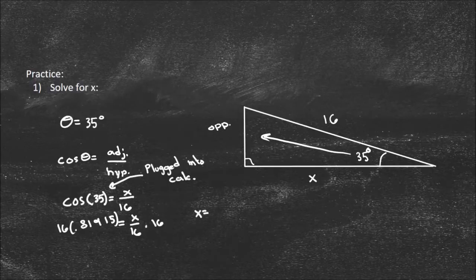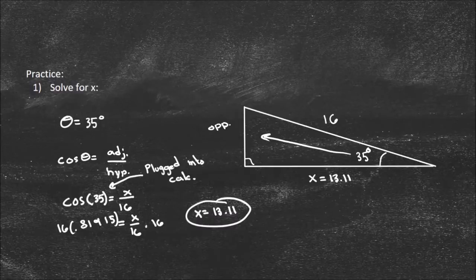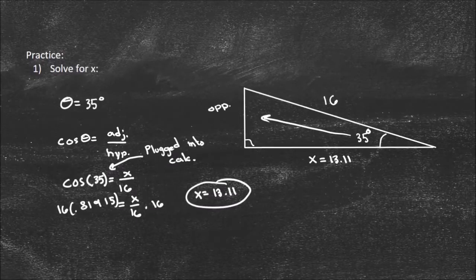So x equals 13.11. So that means the side length is 13.11, and that makes sense in terms of the problem. I agree with that, and I feel like that's a good answer. Okay, so that is how we actually use trig.